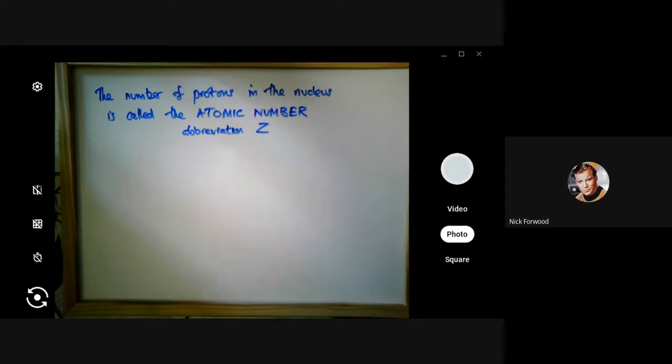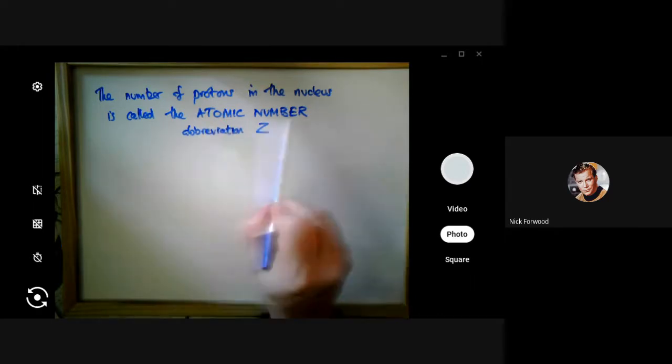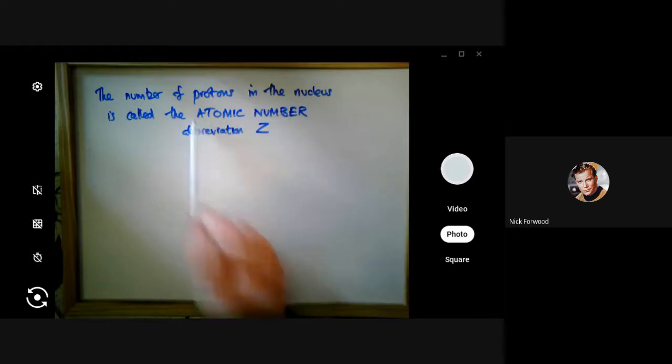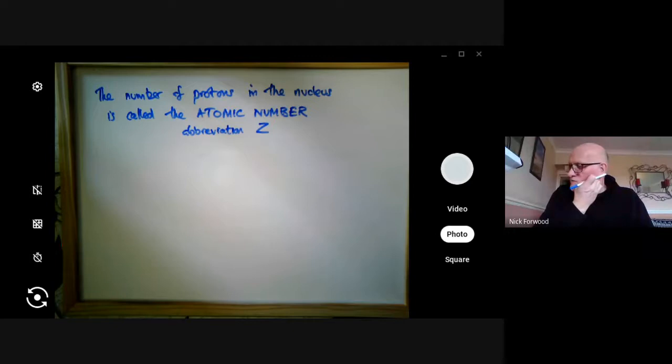Now, I have no idea why chemists thought this up, that you're going to have atomic number which starts with the letter A and it's abbreviated to the letter Z. I don't know why that is. There's probably some obscure reason, and it's a bit back to front. I think you might have thought that atomic number should have the abbreviation Z, but it does get worse before it gets better, as we'll come on to in a minute.